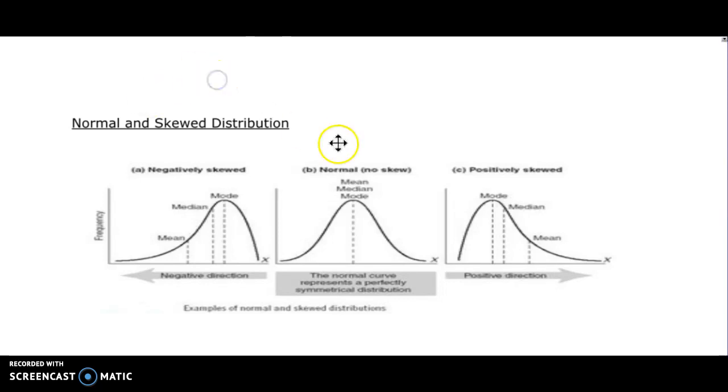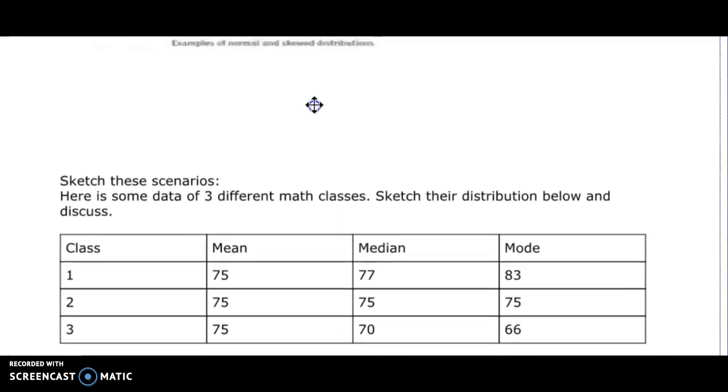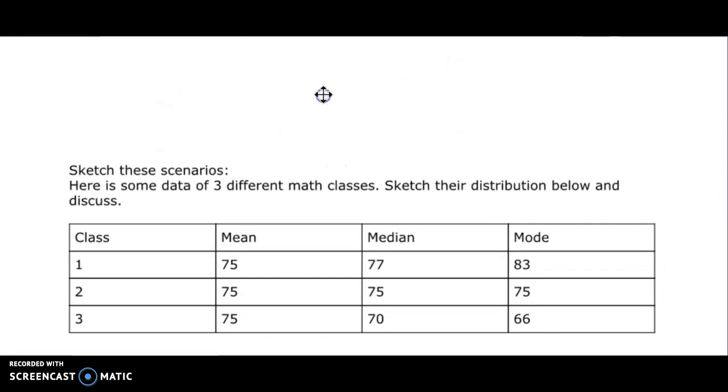Normal and skewed distributions. What we're looking at here is some data, and I'm going to go down here and then compare it to what's above. Here are 3 classes: class 1, class 2, class 3, and you have a mean. Traditionally, we look at the mean of the classes, the average. So class average 75, class average 75, class average 75. So I have 3 classes, and they all have 75 average.